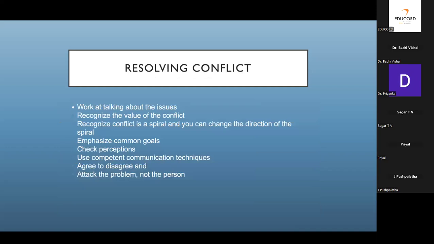Resolving the conflict: work at talking the issues, recognize the value of the conflict, recognize that the conflict is a spiral and that you can change the direction of the spiral, emphasize the common goals, check perceptions, use competent communication techniques, agree to disagree, and attack the problem, not the person. Please make sure that you always adhere to this. Attack the problem, not the person.